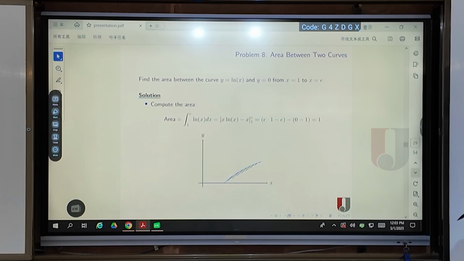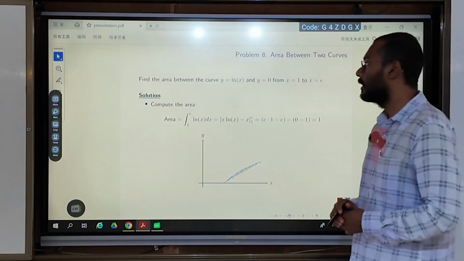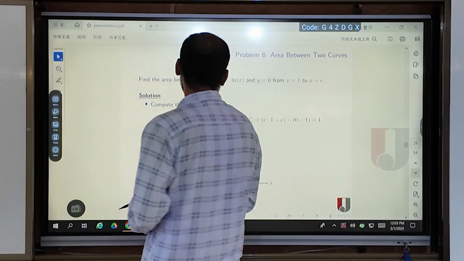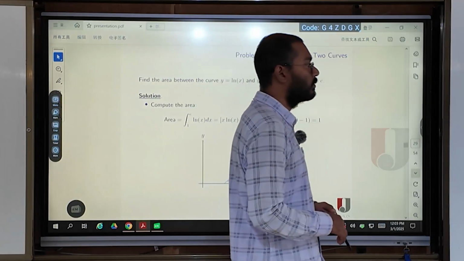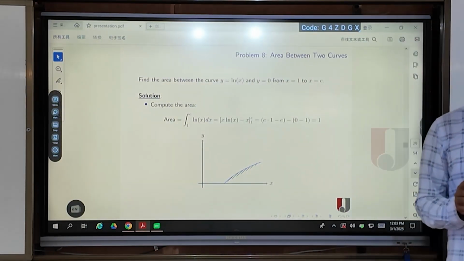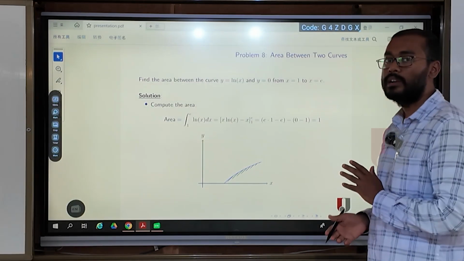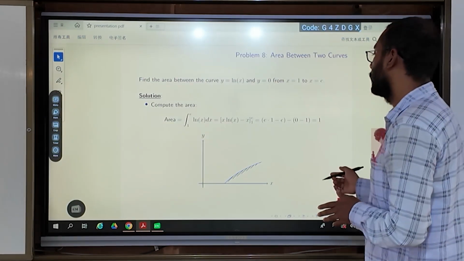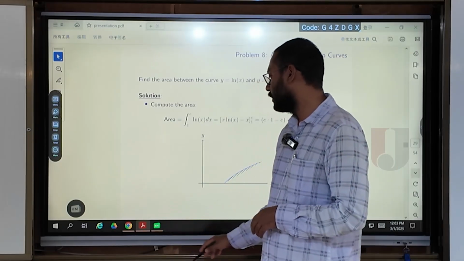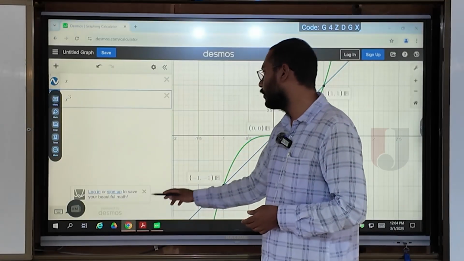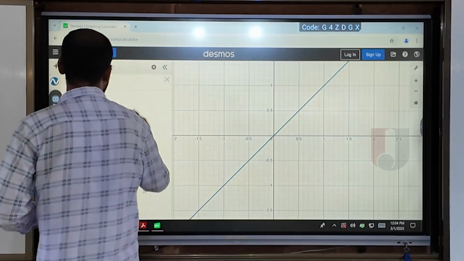Now another problem we want to solve: y equal to log x, where y equal to 0 and x equal to 1 to e. There are three portions. First we have to find out the bounds, the limits for this particular problem. We know what the log x graph is. You can check how the log x graph looks in Google.